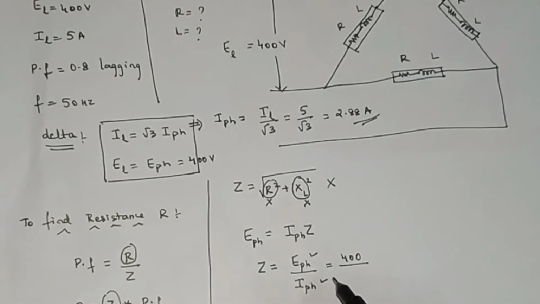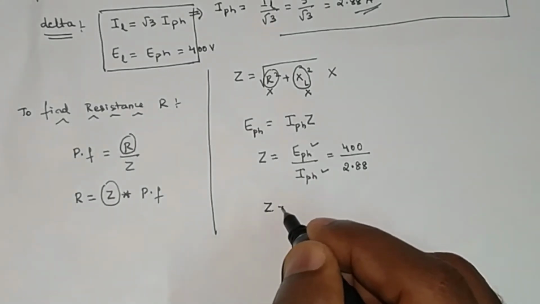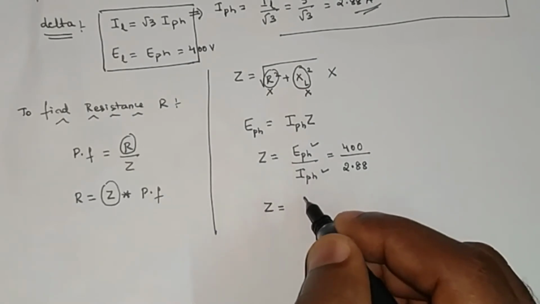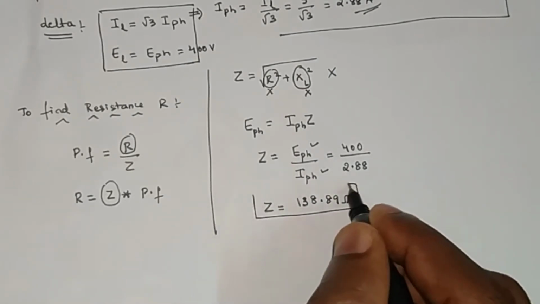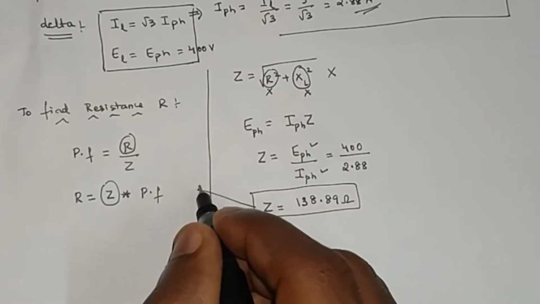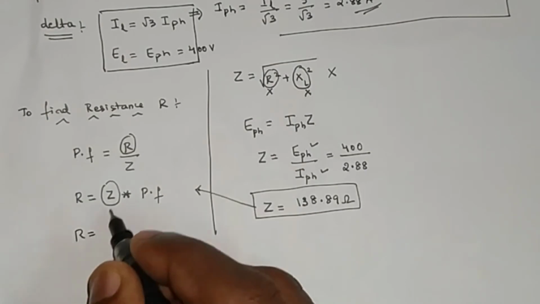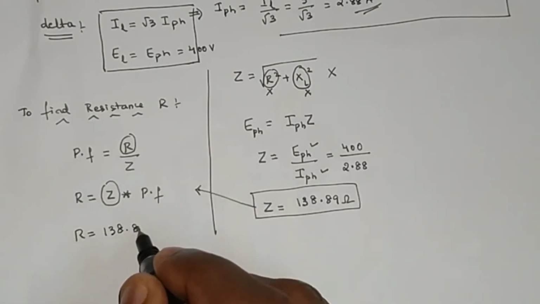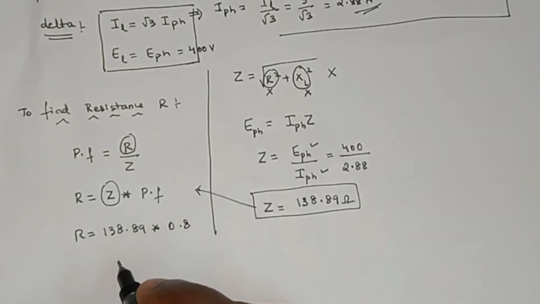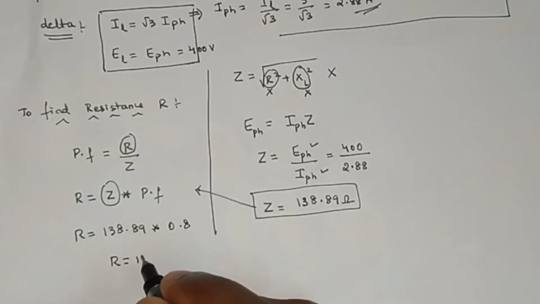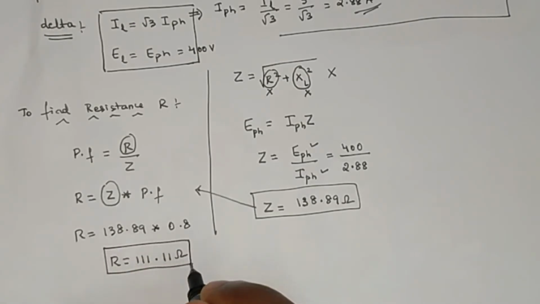I can substitute this in the place of phase current, that is 2.88. So now if I simplify, I'll get the impedance value as 138.89 ohm. So now I can easily substitute here and I can find out the resistance. So R is equal to impedance 138.89 into power factor value, it is already given, 0.8. So simplify this, you will get the answer as 111.11 ohm. This is the way to find out the resistance.